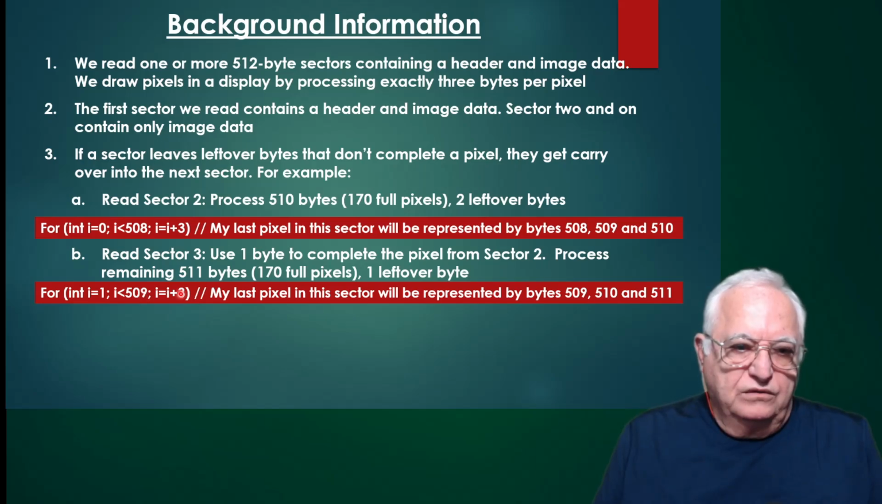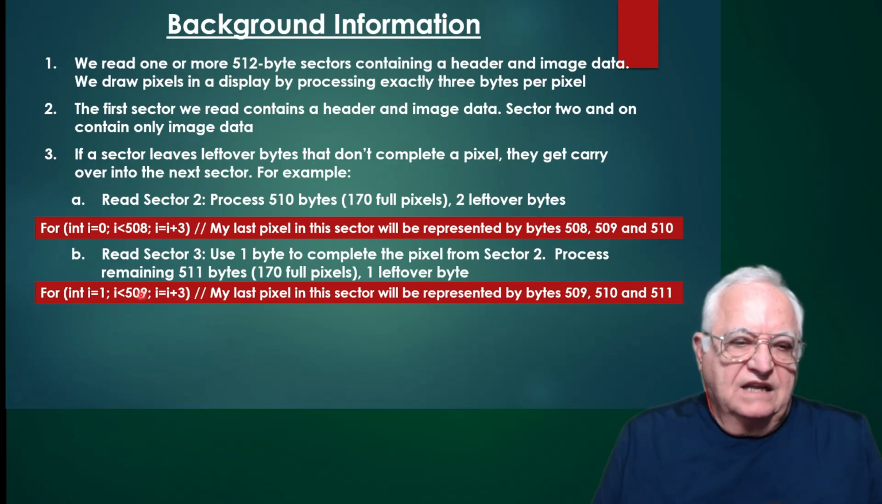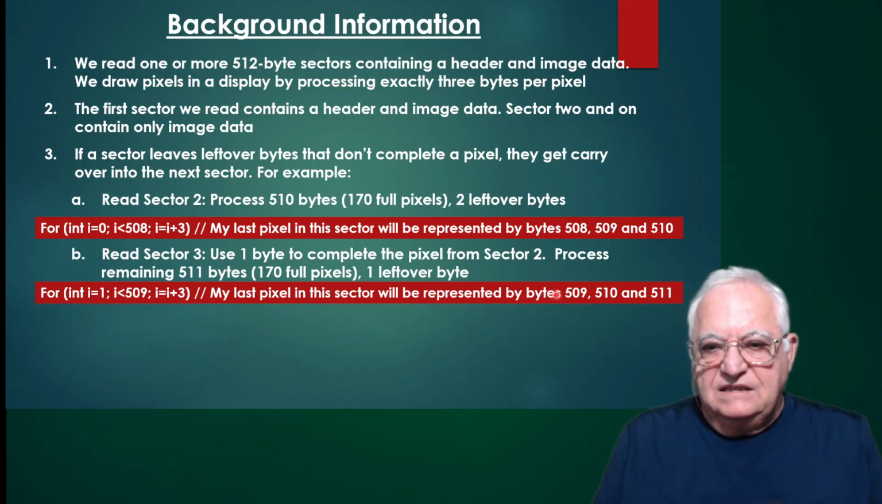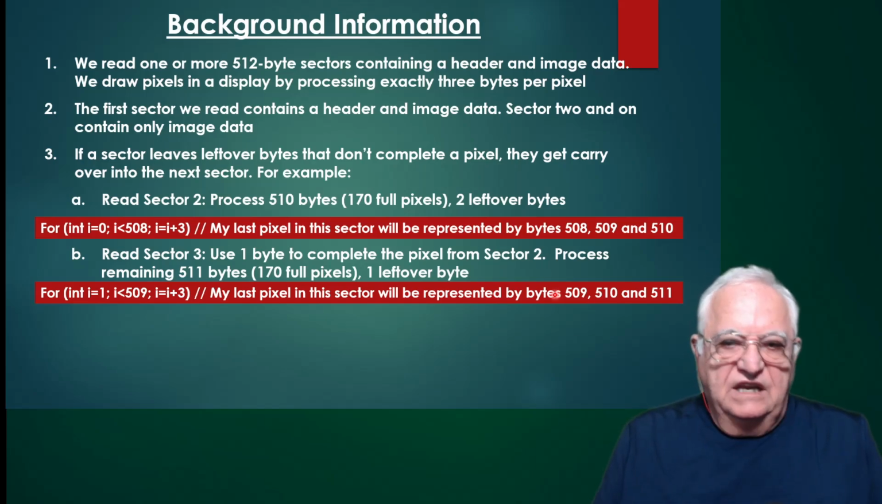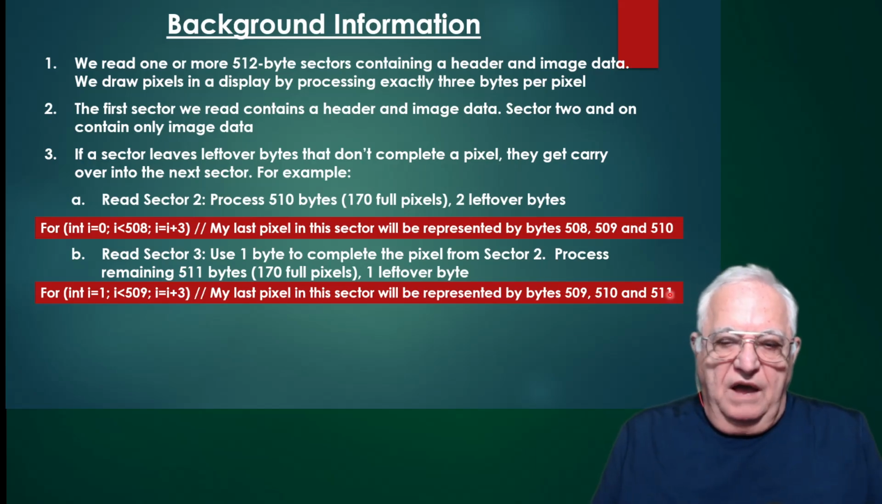Now, why do I use 509? Because that's the last that I can read, and the reason is because the last 3 bytes that I can read from this second read are 509, 510, and 511. So I'm going to have 1 left over.